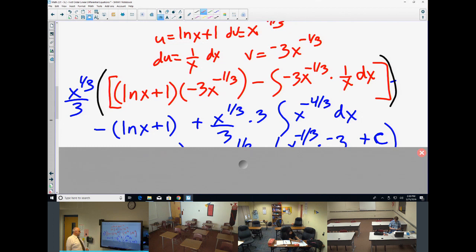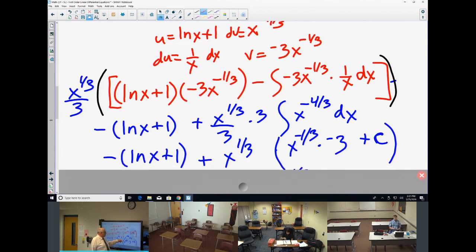minus, and then when I distribute it here, so I just put that here, bring the negative 3 out front, we'll make that positive 3. It's getting multiplied by x to the negative 1/3 over x, which is x to the negative 4/3 again. So now to integrate that, I'm going to raise that to one higher power, and then divide by negative 1/3, which is the same as multiplying by negative 3, and then plus c.